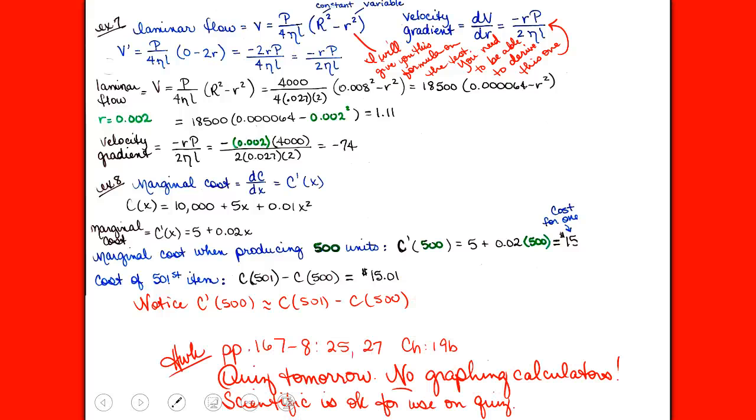All right, so here is our homework for tonight on pages 167 and 168, just doing a couple of these.